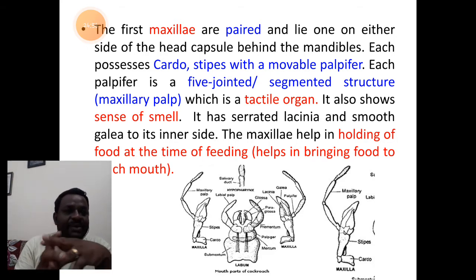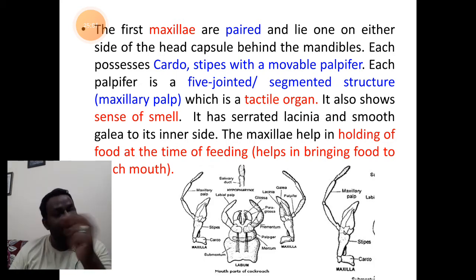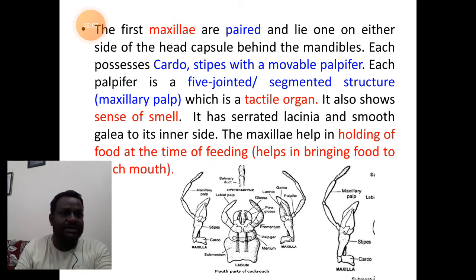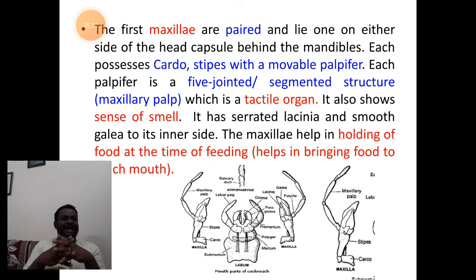So you can see lacinia towards the inner side, the medial side, and galea towards the outer surface, the lateral side. Now, the galea and lacinia are also movable parts at the free end of the stipes, which help in assisting the structure of the palp, that is the palpifer. All these structures help in holding the food at the time of feeding.